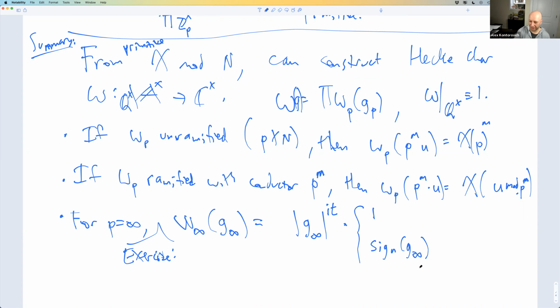In other words, this is a number in R cross. Right. So it's signed, it's either positive or negative. And you can just take the absolute value, or you can take the absolute value times sign. And sign is also a character, because you have to map to the circle, right? Sign is plus or minus 1. It's +1 if you're positive, it's -1 if you're negative. Both of these are characters. This character comes from the disconnectedness of R cross. This character is just the character on the positive reals. And these are the two characters.